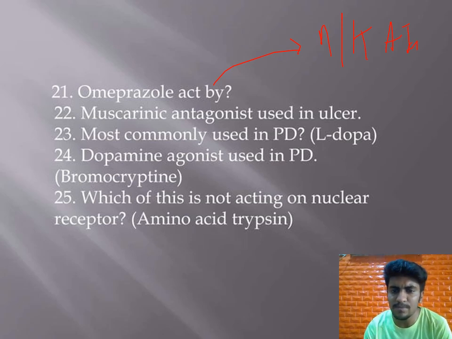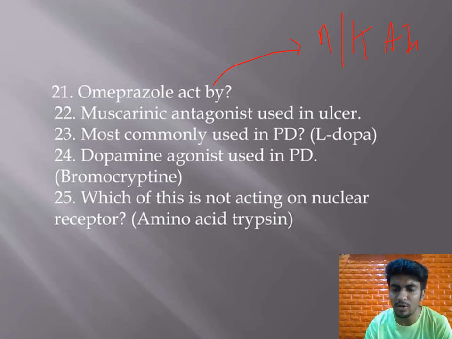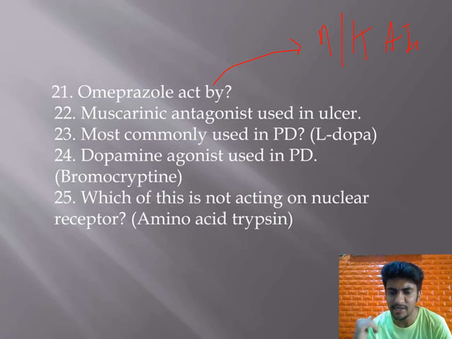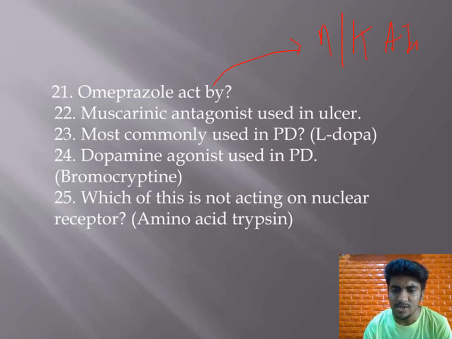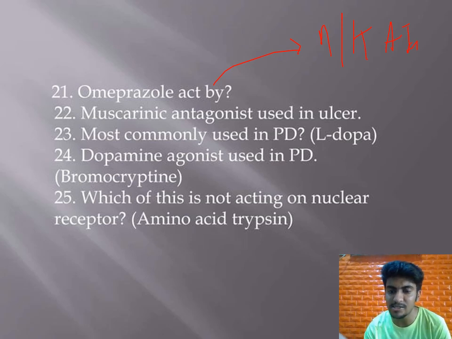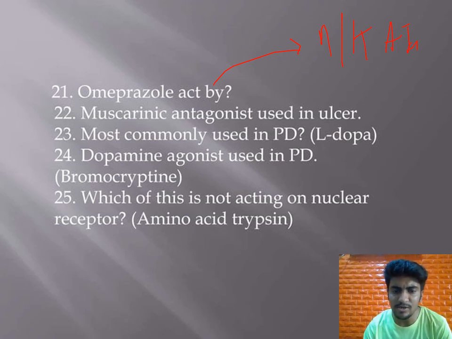Most commonly used in Parkinson's disease. So we had a lot of anticholinesterase drugs, and one of the options was levodopa. So obviously, since the dopamine level is reduced in the substantia nigra pars compacta, we increase the dopamine level. So levodopa is the right answer. Then the dopamine agonist. In the options, levodopa was also there, but levodopa is a precursor. The dopamine agonist is bromocriptine or pergolide, right? We have two agonists.